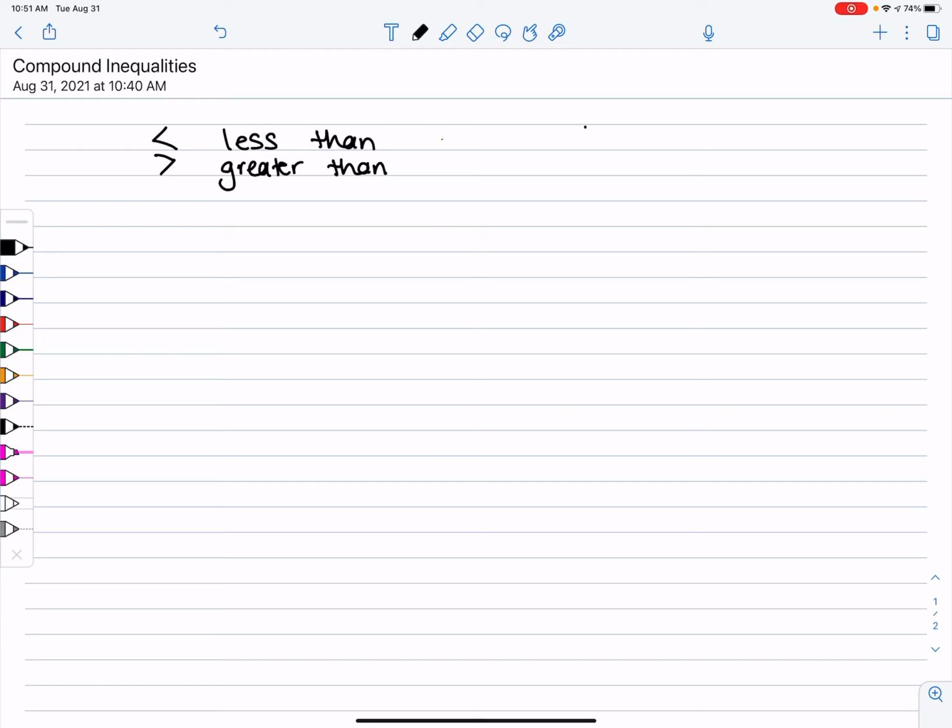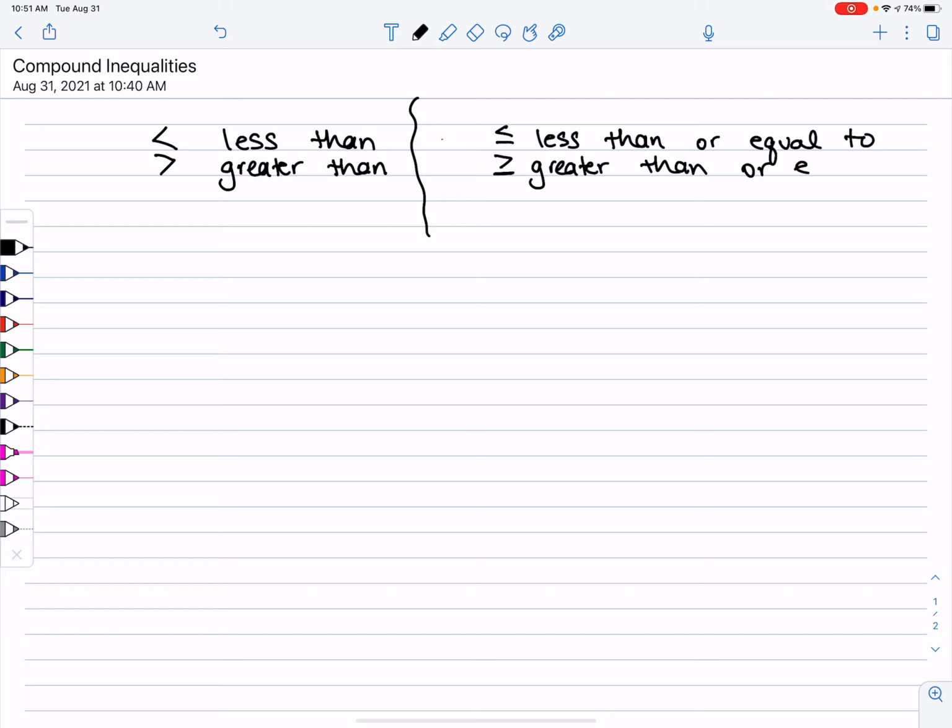We also have the less than or equal to symbol. And we have the greater than or equal to symbol. When you are looking at inequalities, we normally read the inequalities from left to right.